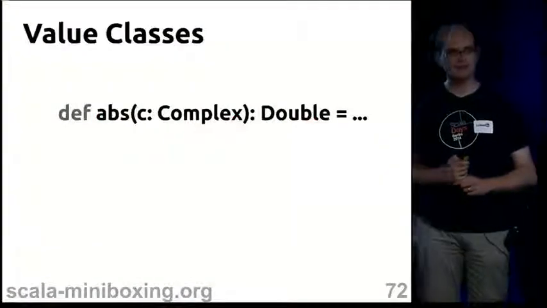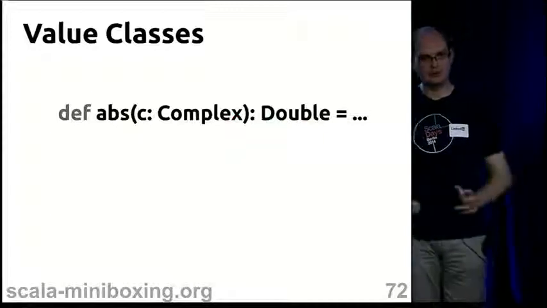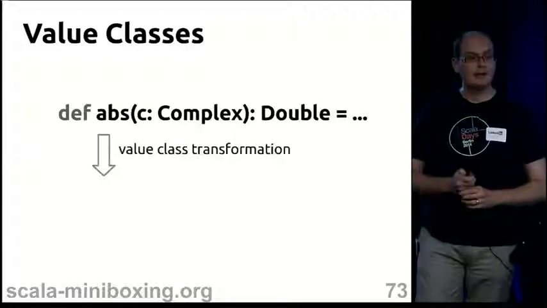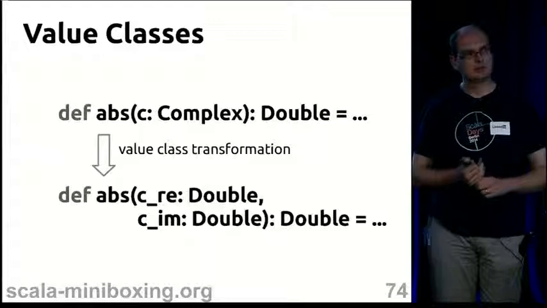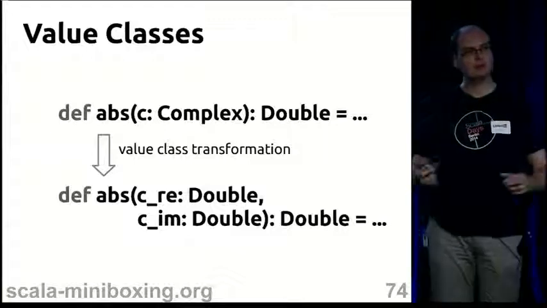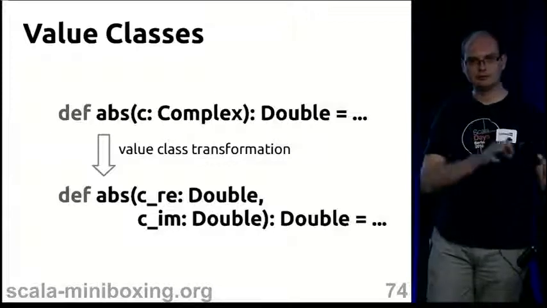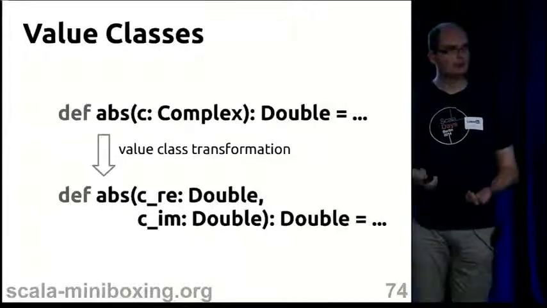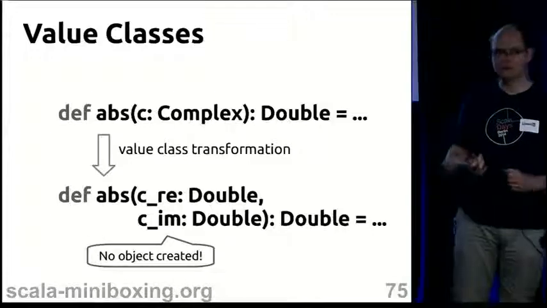Let's see value classes. Value classes, like the usual request everybody makes, give us a complex with two doubles that you unbox. This is very, very common to request. Through a value class transformation, what this will get transformed to is a method that will return the real value of the complex. So how would it get compiled? Well, on one side we have the value class, but the compiled version just takes the real part and the imaginary part. There is no need to create an object. Why bother creating an object when you can basically inline the fields there?